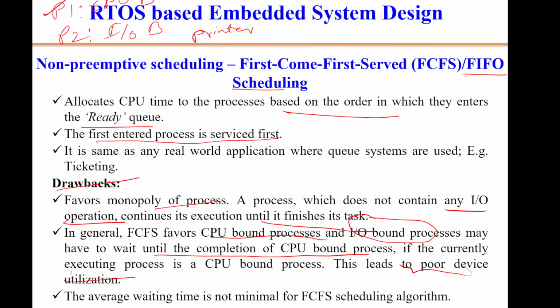One more thing is that the average waiting time here will not be minimal. Why? Because in the same example, P1 entered first, that is CPU bound, and P2 entered later, that is an IO bound process. P1 will be consuming most of the time, and P2 has to wait for a longer time, so the waiting time is not minimum in the FCFS scheduling algorithm.